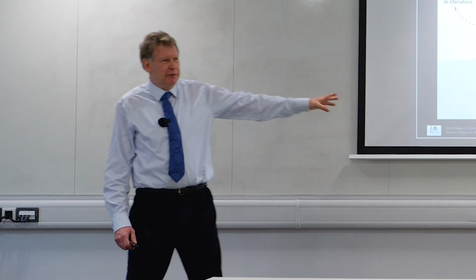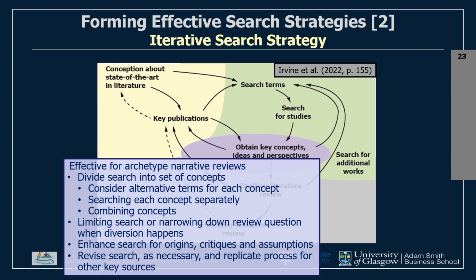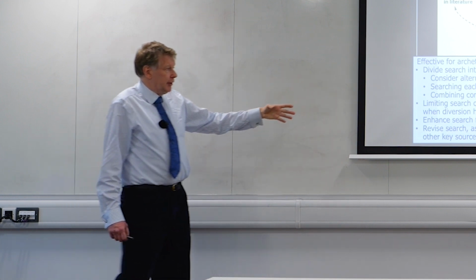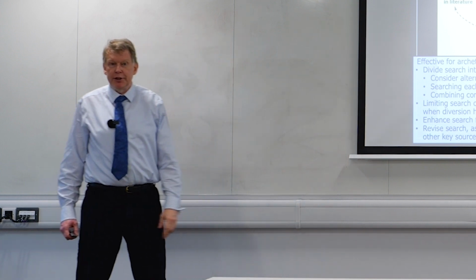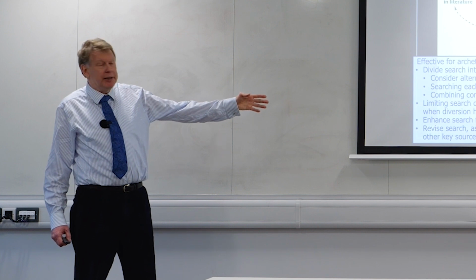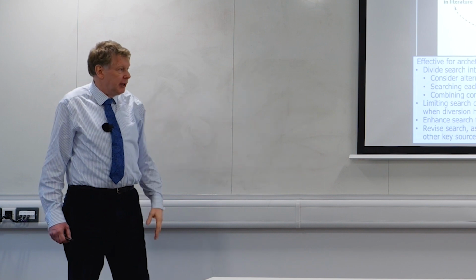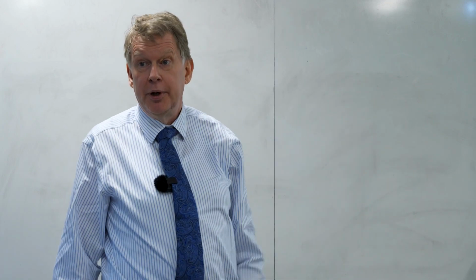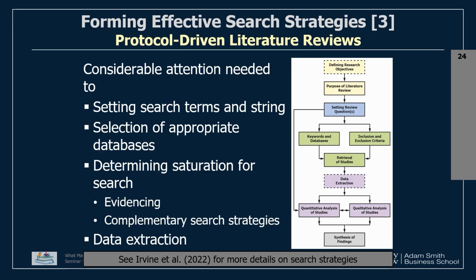Now I have to wrap it up and produce a literature review. You can make it more effective by looking at the different concepts that are embedded in what you're looking for, using alternative terms, combining concepts. You limit the search or narrow down the question that you have in mind, depending on how many studies you find. And you can enhance the search strategy by already mentioned origins, critiques, and assumptions. And then, if you're not 100% sure, you have to revise, or when you submit it to a journal, they may come back and say, wait a minute, you've forgotten something, or this needs to be addressed.